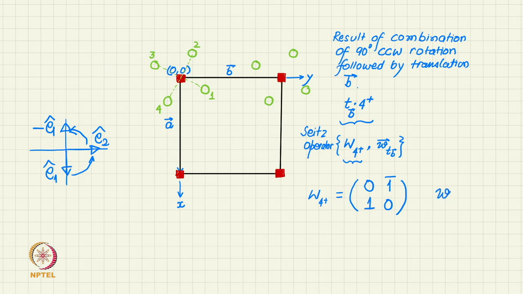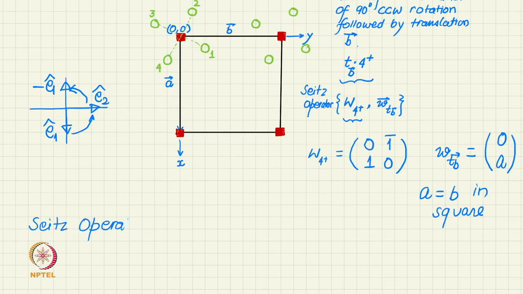And what is the translation TB represented by? It will be represented by a column vector. The x component is 0, the y component is b, and b we write as a because it is a square lattice. So the Seitz operator for this combined operation is the matrix 0, -1, 1, 0 and the column (0, a).